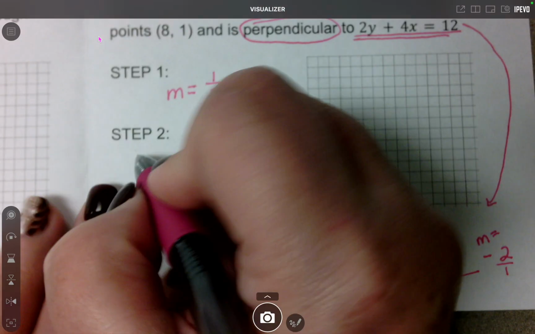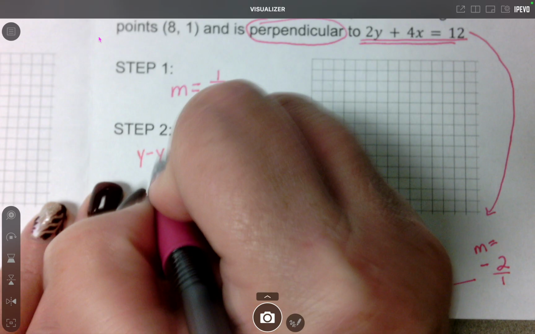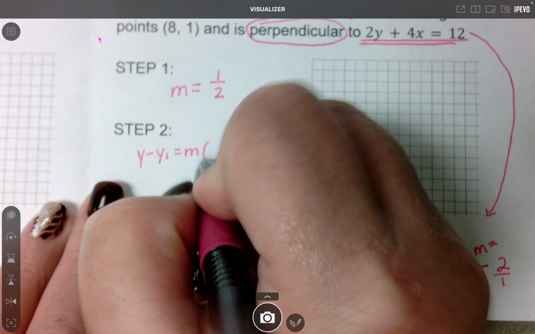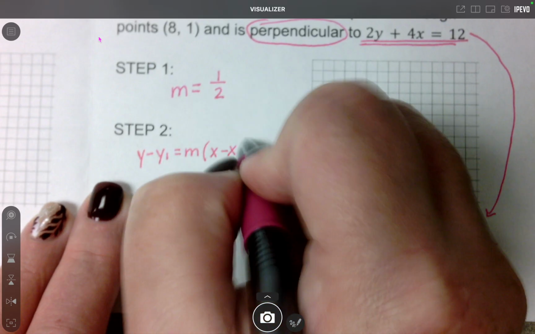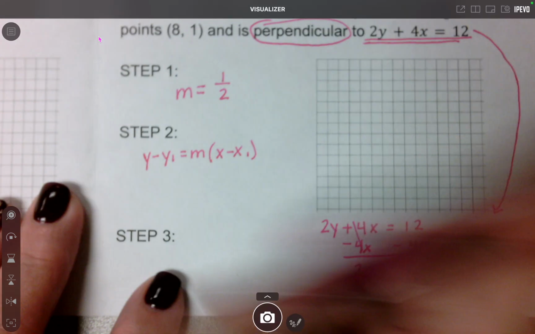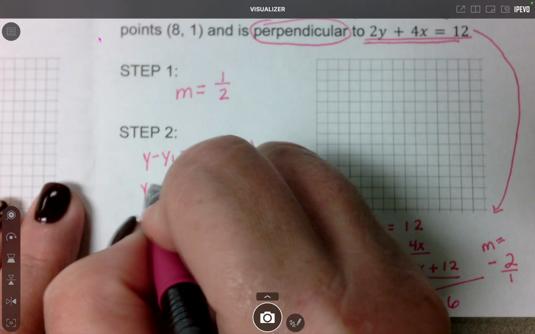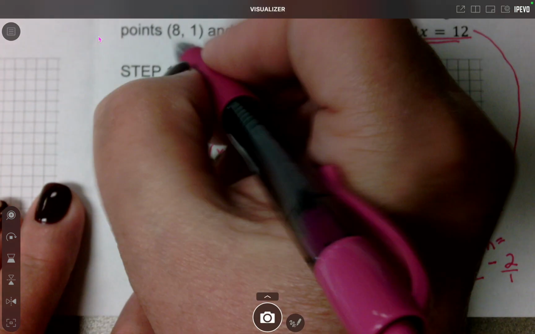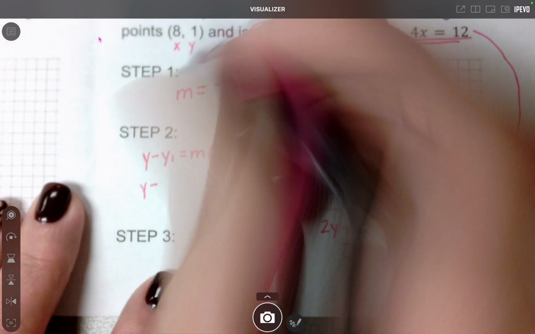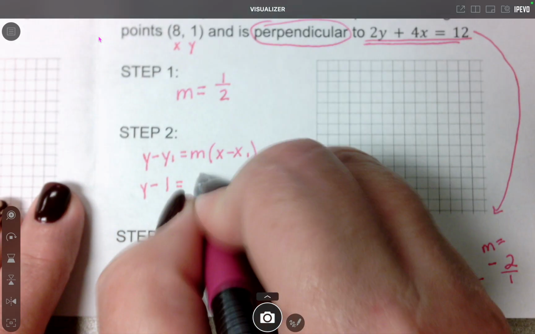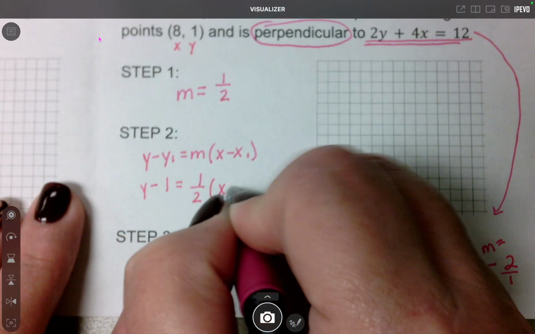Step 2, write your equation. So y minus y1, m times x minus x1. So I have y minus, and here's my x and y, so y minus 1 equals 1/2 times x minus 8.